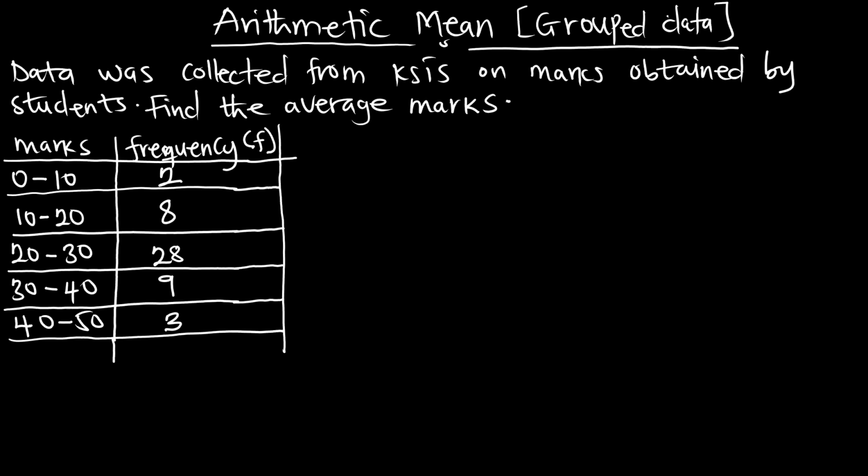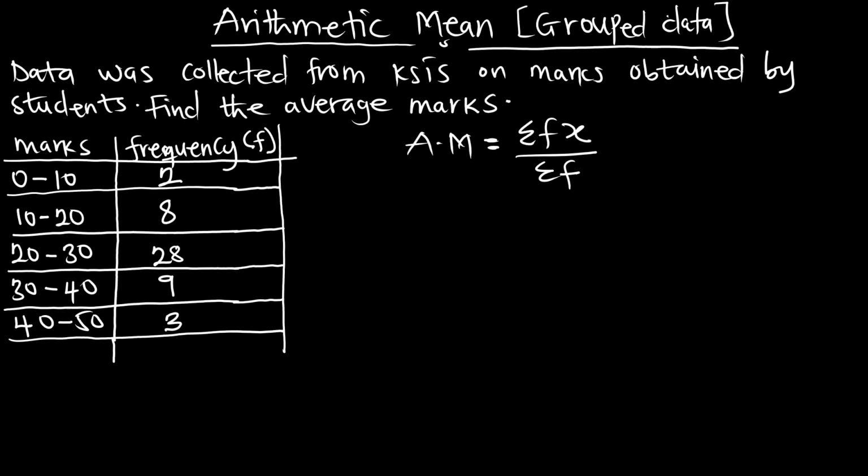So straight away, we have an example where we are to find the average mean. Data was collected from KSTS, an institution, on marks obtained by students. So this is grouped data. In such cases, how to find the arithmetic mean is also very simple. Here our arithmetic mean is going to be the summation of fx on the summation of f. The same formula that we know, very simple.